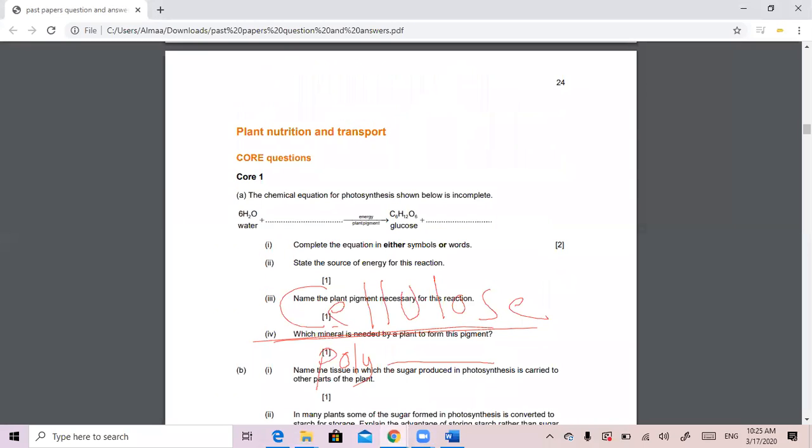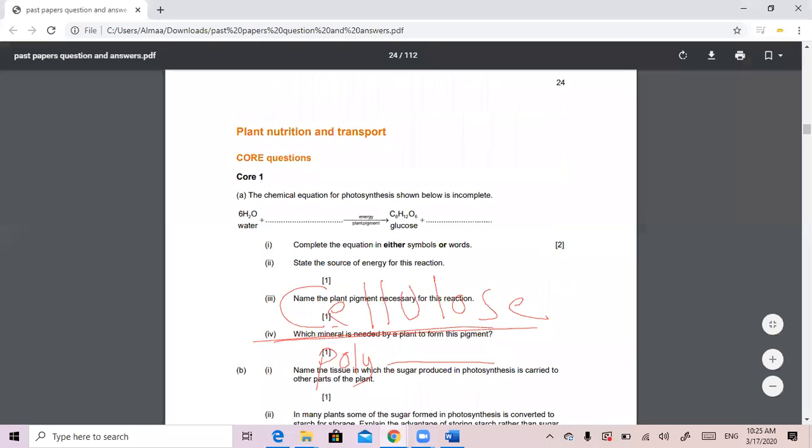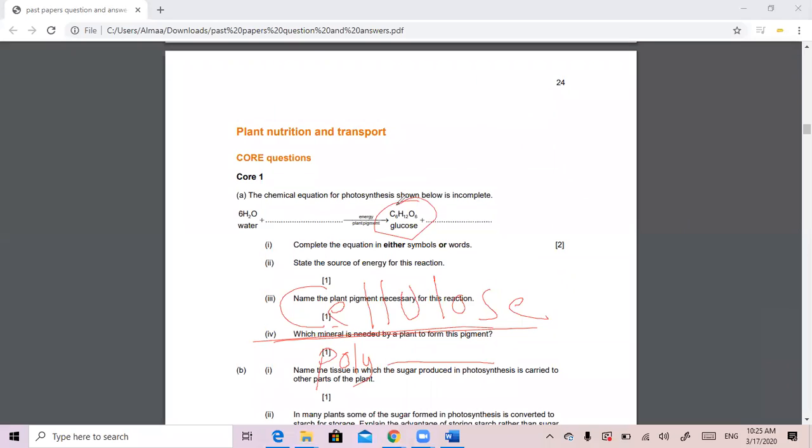That is the glucose. You remember that is the glucose. The glucose here is a monosaccharide, not a polysaccharide. But starch is a polysaccharide. You know? Okay.